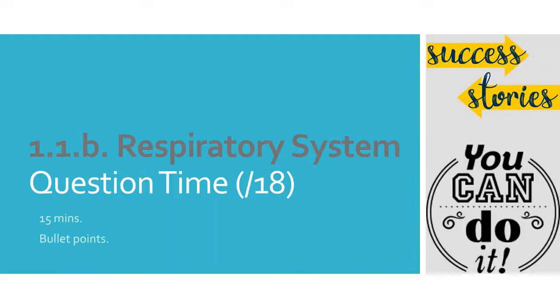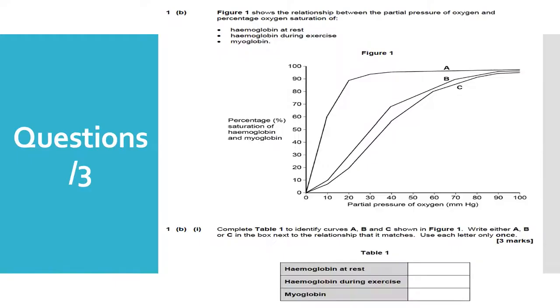Okay, so I've got 18 marks worth of respiratory questions, or 15 minutes, because I was also being a bit stingy. Okay, so first question. Figure 1 shows the relationship between the partial pressure of oxygen and the percentage oxygen saturation of hemoglobin at rest, hemoglobin during exercise, and myoglobin. This was a question from a 2017 AS paper from one of the exam boards. So have a little go at that. It says complete table 1 to identify curves A, B and C shown in figure 1. Write either A, B or C in the box next to the relationship that it matches. Use each letter only once.